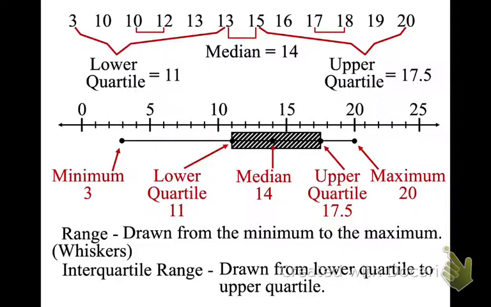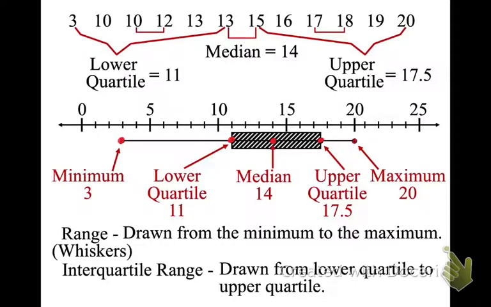We've got our minimum. We have our lower quartile. We have our median at 14. We have our upper quartile. This box is called the interquartile range, and then our maximum. We call this a 5-number summary. The minimum, the lower quartile, the median, the upper quartile, the maximum.